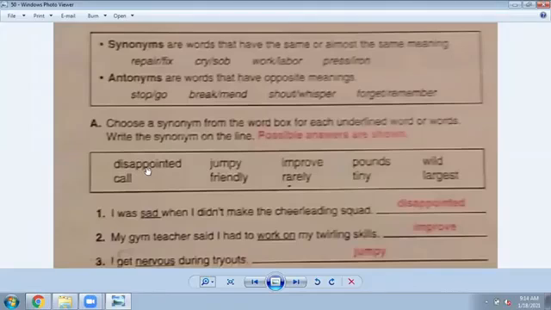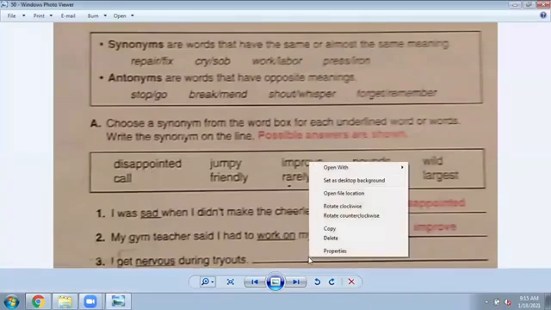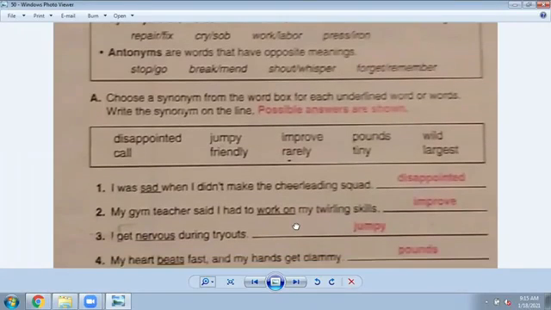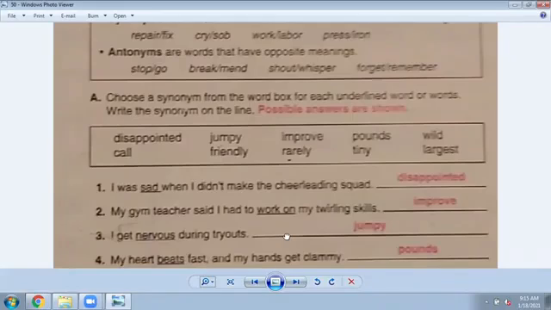Number four, Rugmini. Can you read number four? My heart beats fast and my hands get clammy. Pounds. My heart pounds fast and my hands get clammy. Pounds, correct. Very good, honey. All right, number five, Yusuf, are you there? Yes. Yusuf, number five, please.